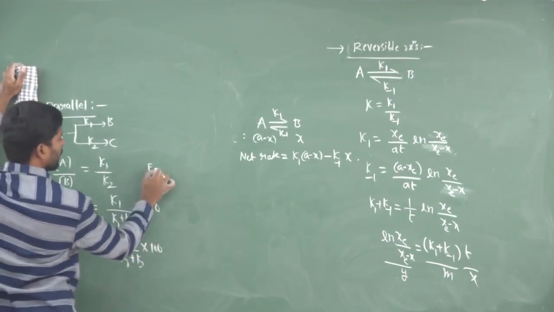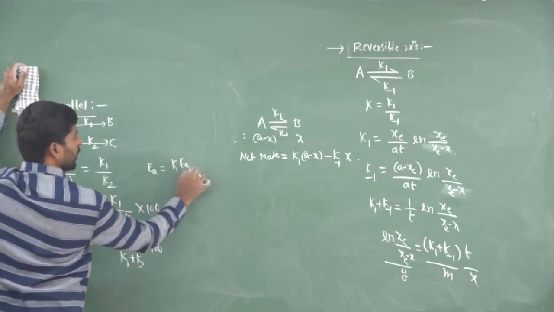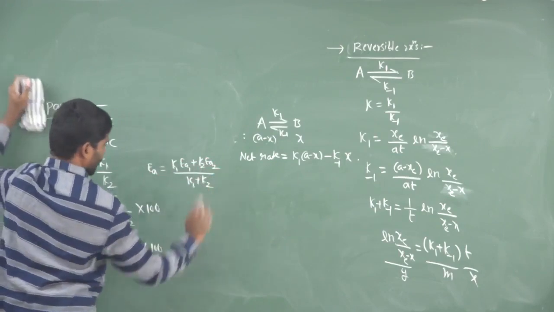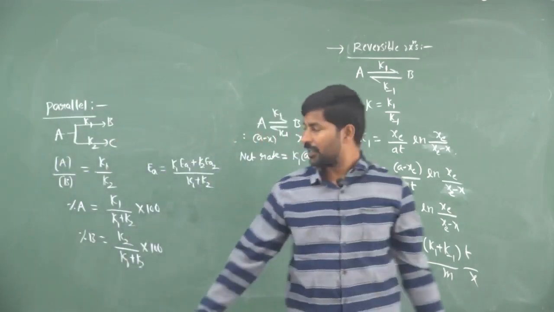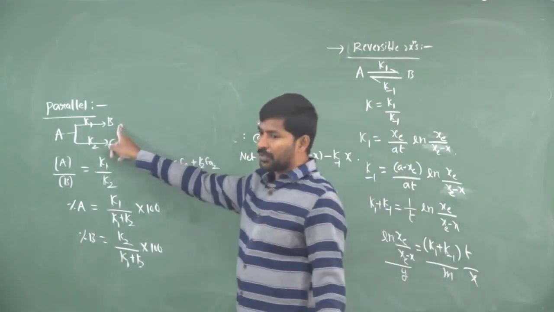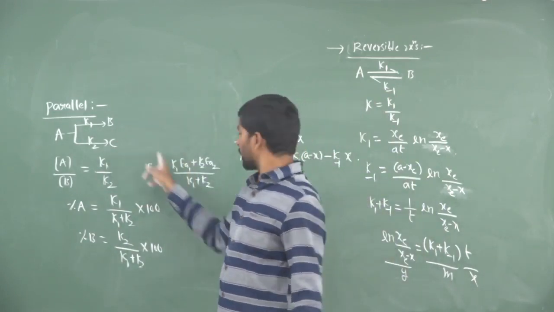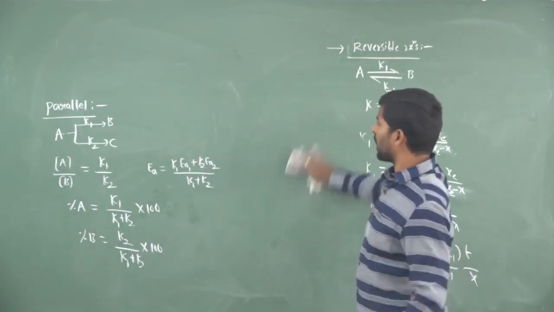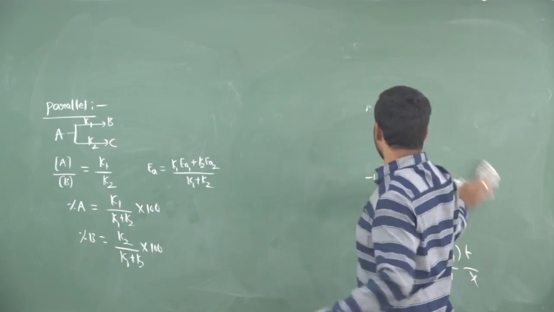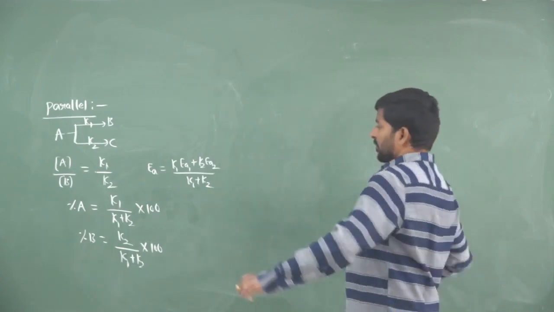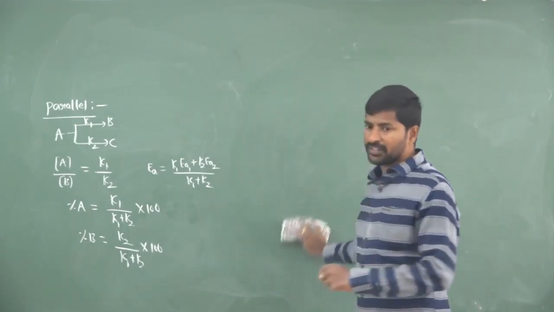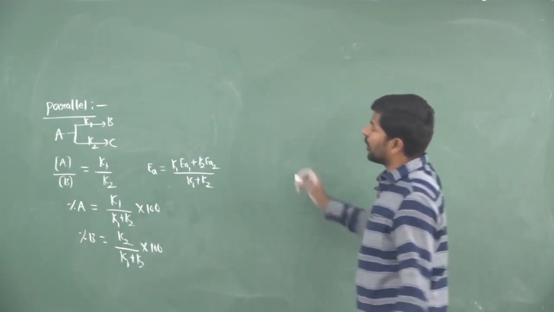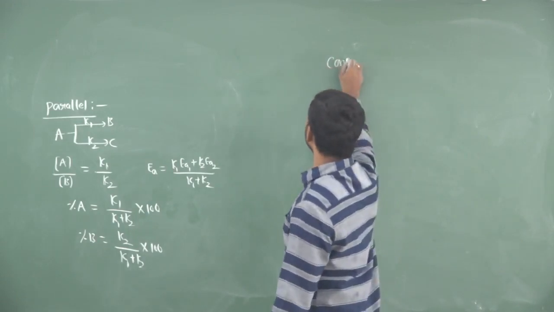What about overall activation energy? K1 EA1 plus K2 EA2 by K1 plus K2. That is the formula for overall activation energy. If EA1 is the activation energy for first step, EA2 is the activation energy for second step, this is the overall activation energy. Simply you remember these expressions for parallel reactions. Relative composition is given as K1 is to K2, percentage yield we can give by using K1 by K1 plus K2 into 100. Parallel reactions.